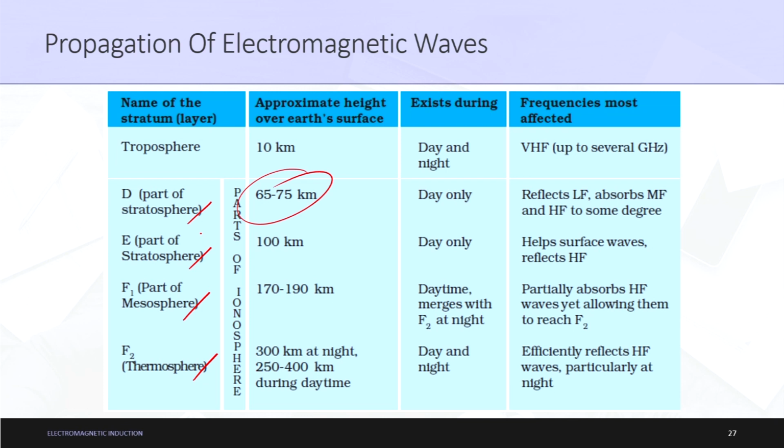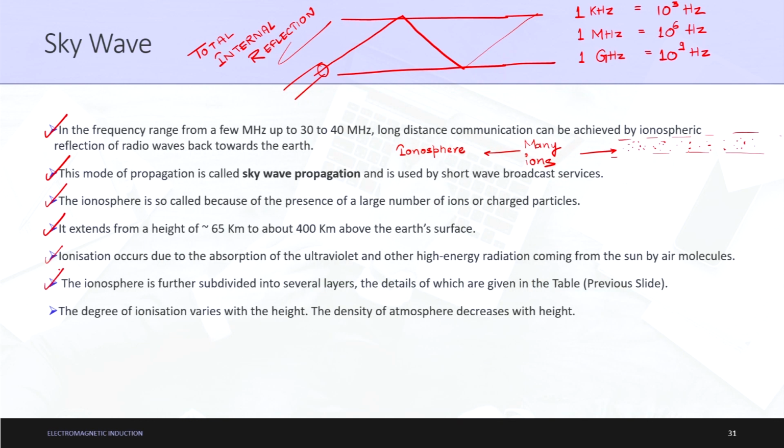65 to 75 kilometers is D, which is part of the stratosphere, and 75 to 100 kilometers is again a part of the stratosphere. Next, 170 to 190 is a part of the mesosphere, and then approximately 190 or 200 to 400 kilometers is the thermosphere. So, this is also being conceptualized. Next is that the degree of ionization varies with height, and the density of the atmosphere decreases with height. This is again only a theory concept, that the degree of ionization varies with height.